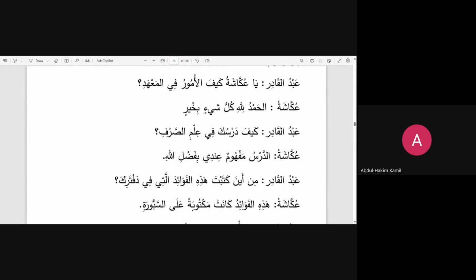Where did you write these benefits which are in your notebook? من أين? From where did you write it? Where did you write it from? In English, you might just call it benefits, notes. Now, which are in your book. Okay. Let's read. هذه الفوائد كانت مكتوبة على السبورة.